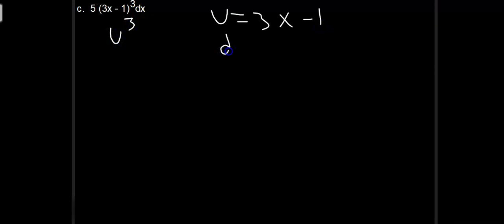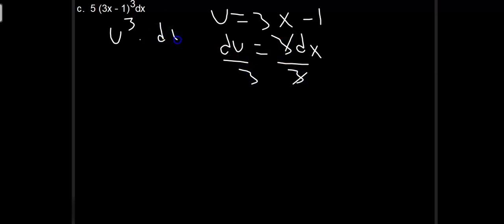When I differentiate this, I'm going to get du equals 3 dx. I'm looking for dx, so the whole over 3 and the whole over 3. And I'm going to multiply this by du over 3. But I also got this 5 over here in this specific example, so I'm going to bring this to the front. When I bring it to the front, I'm going to get 5 over 3, and then this will be u to the 3 plus c.